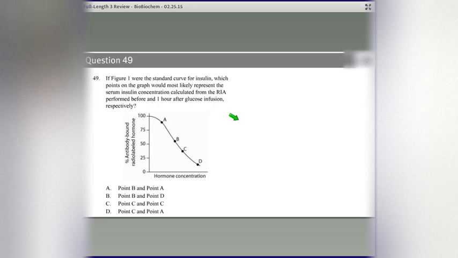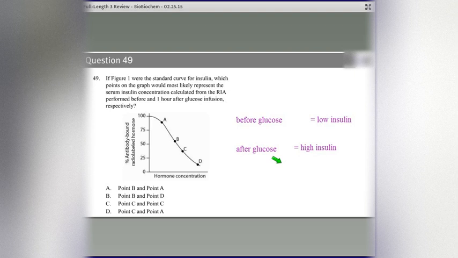Okay, so this is kind of testing us a little bit on our knowledge of our hormones. What should we expect to happen to insulin levels before we have glucose? Low insulin levels. Good, excellent. And then an hour after glucose, what do we expect to happen to insulin levels? Yeah, we expect them to be high. So we want an answer choice that goes with that.